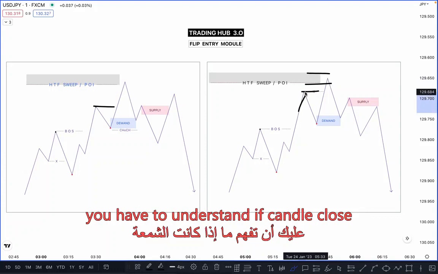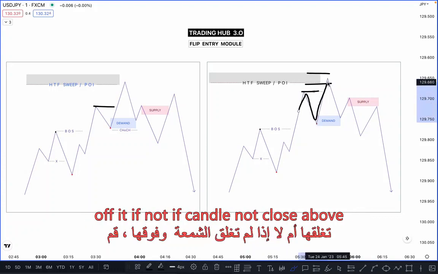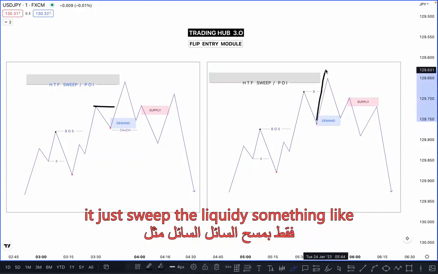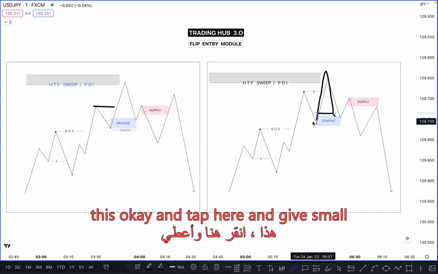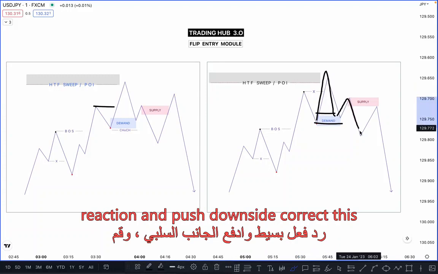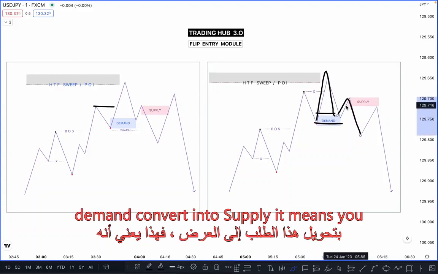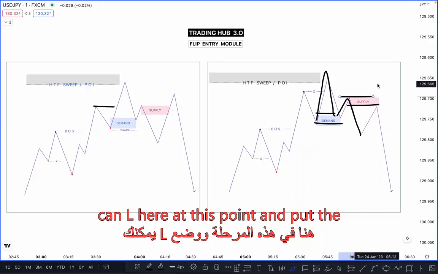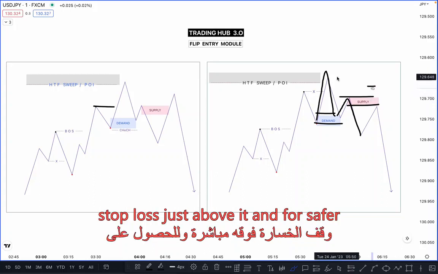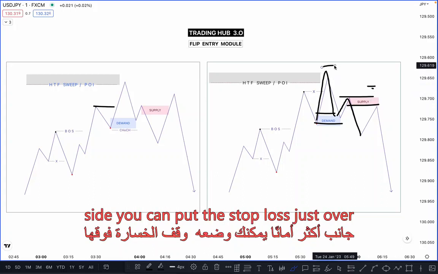So this move you have to understand, if candle closes above it, if not, if candle does not close above it, it just sweeps the liquidity, something like this, okay? And taps here and gives a small reaction and pushes downside, correct? This demand converts into supply. It means you can sell here at this point and put the stop loss just above it, and for the safer side you can put the stop loss just above it, right?